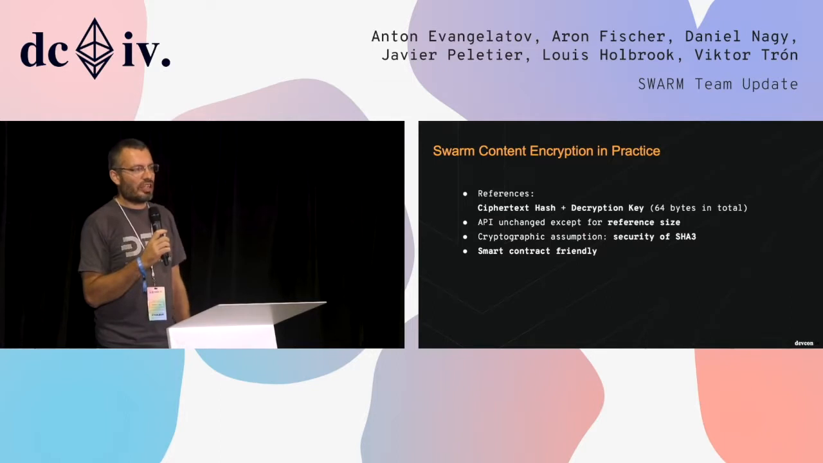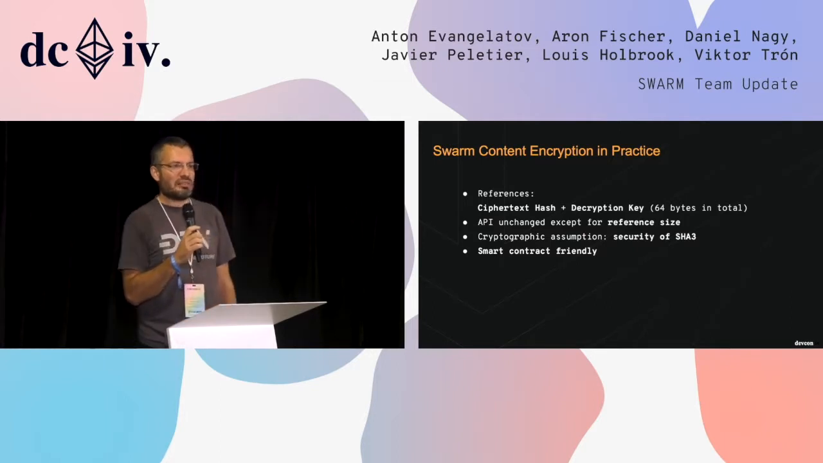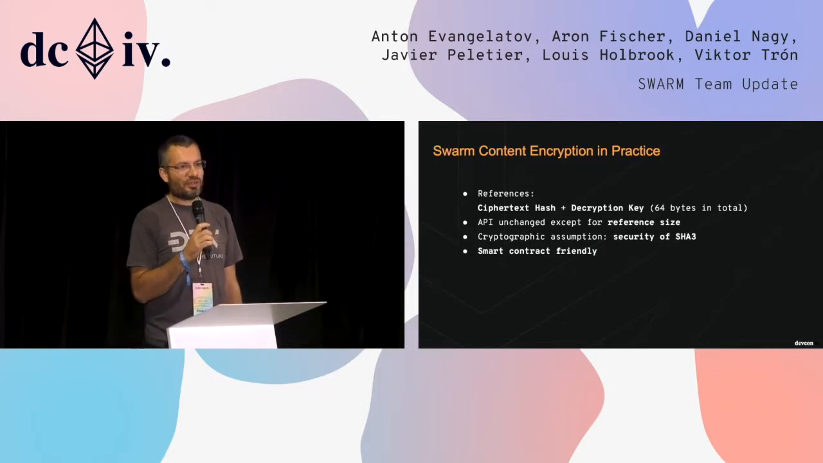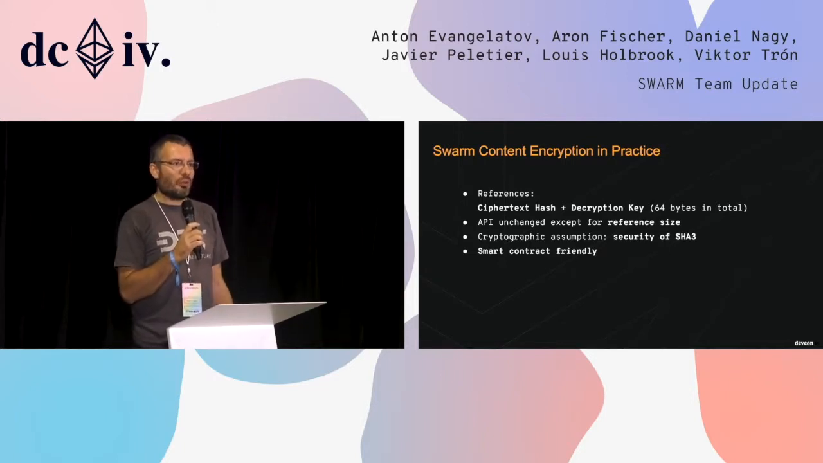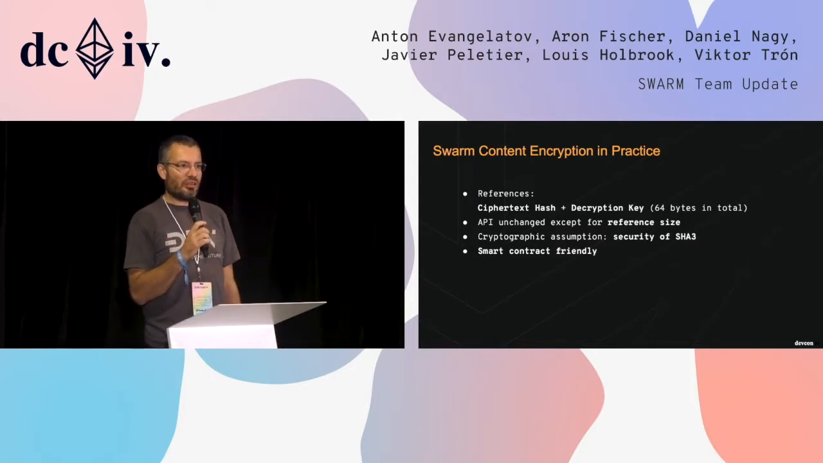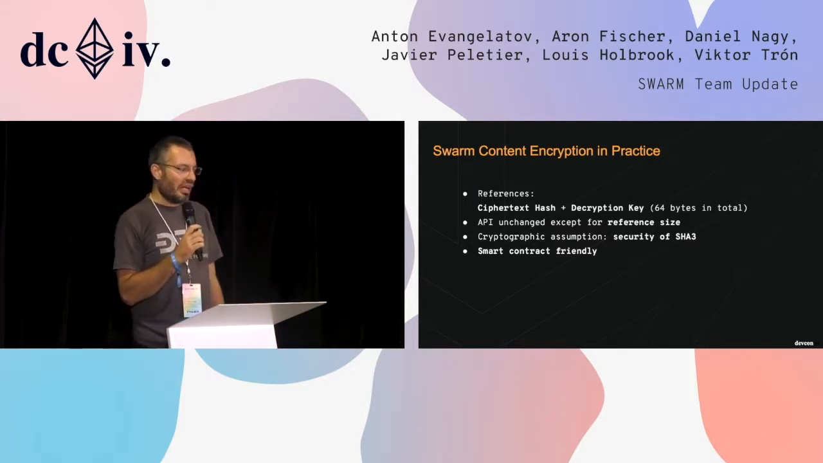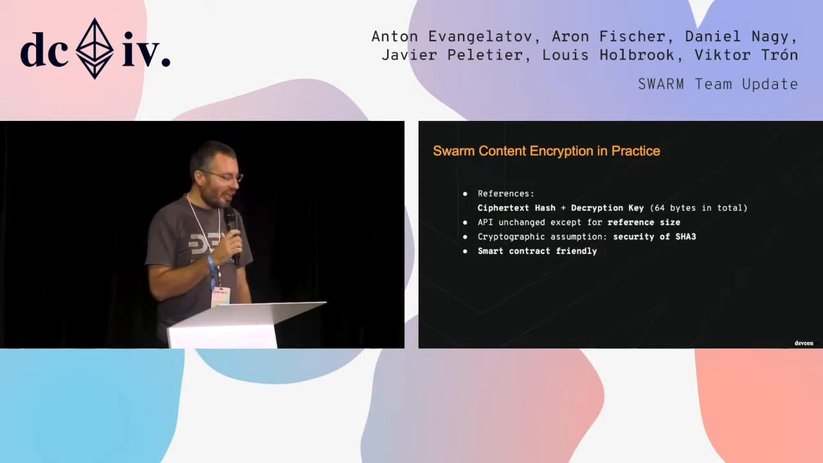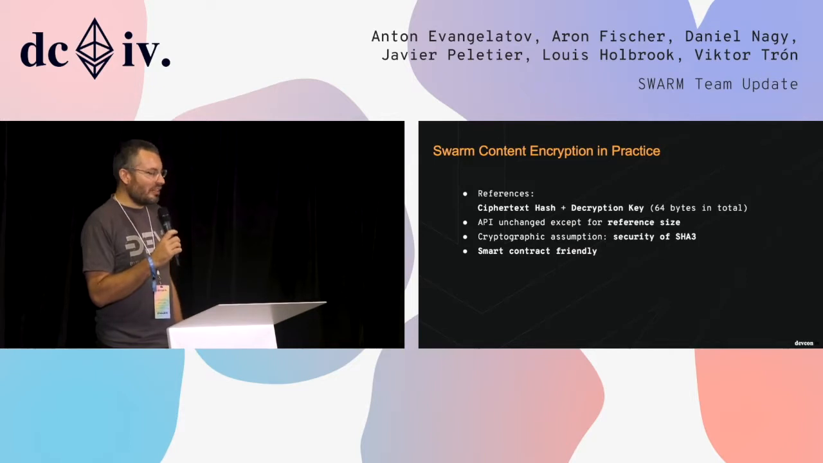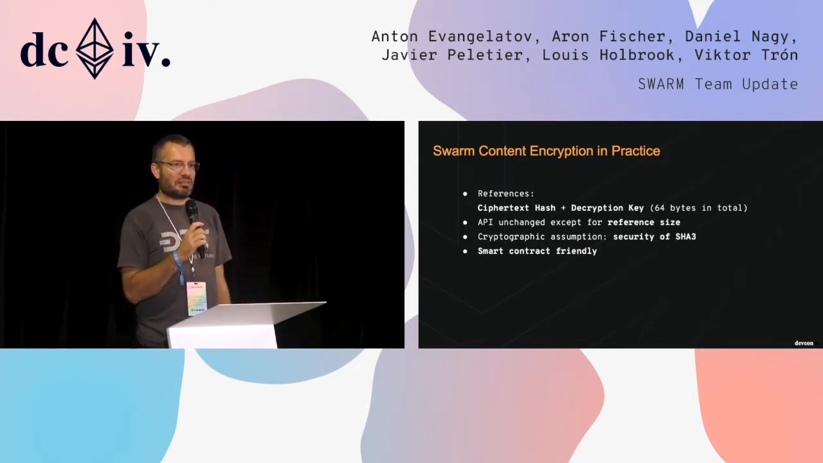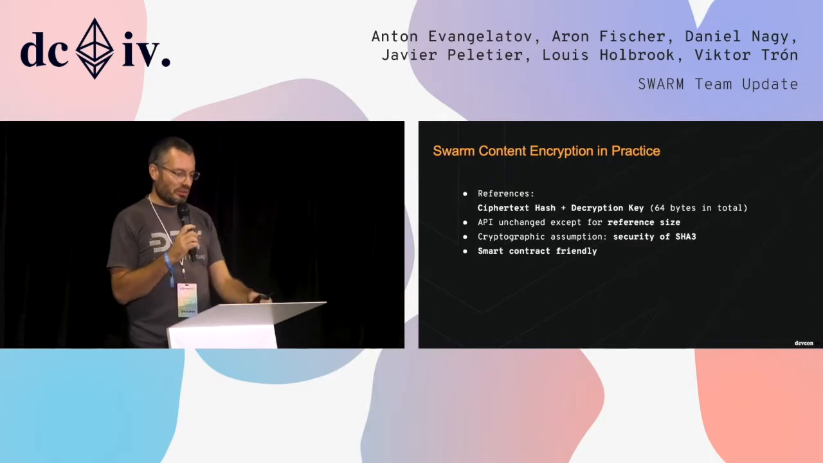And the only cryptographic assumption that we make is the security, the collision resistance of the SHA-3 hash function. So we have not actually increased the attack surface beyond what Ethereum already assumes. And if SHA-3 is broken, then we will have much bigger problems. And finally, we have designed our encryption so that it's as smart contract friendly as possible.